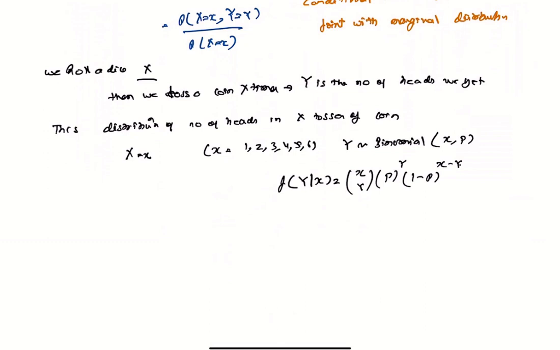Now y is the random variable that gives you the number of heads you can get. It can obviously range from 0 to x. For example, you can get 0 heads, then y will become 0, and you can get the probability of this using the binomial formula.